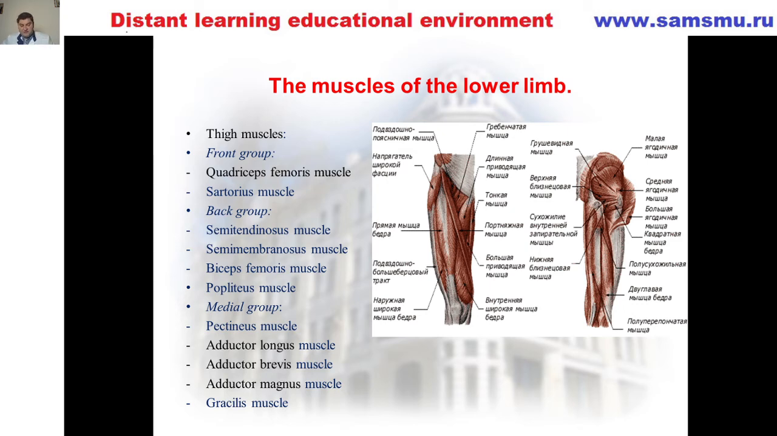The vastus medialis muscle, musculus vastus medialis, lies medially in relation to the femur. It arises from the medial lip of the linea aspera femoris. Its fibers pass obliquely from the medial side laterally and downwards. You may see this in the picture.